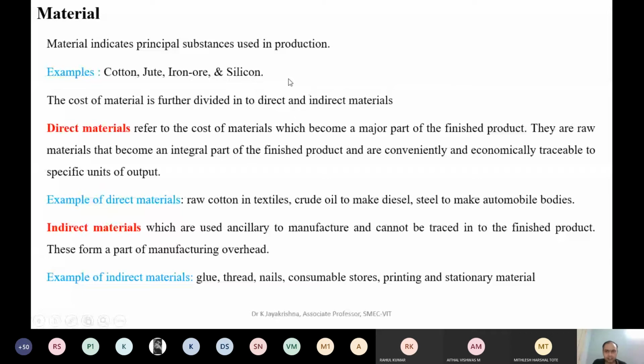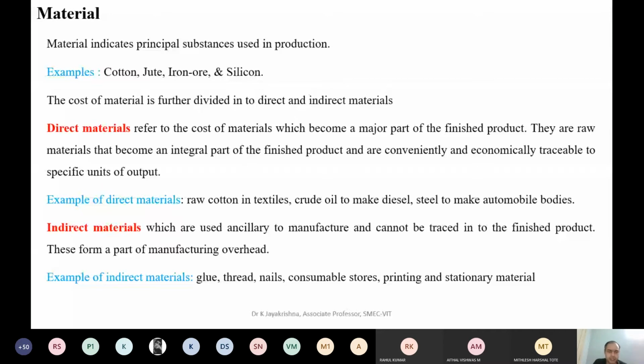Again, this material cost is classified as direct cost and indirect cost. If I am spending on the materials required for manufacturing a product, that is called raw material cost. For example, if you are constructing a house and the direct material cost is on buying bricks, cement bags, sand, steel rods, etc., these are direct because they are very essential to build the product.